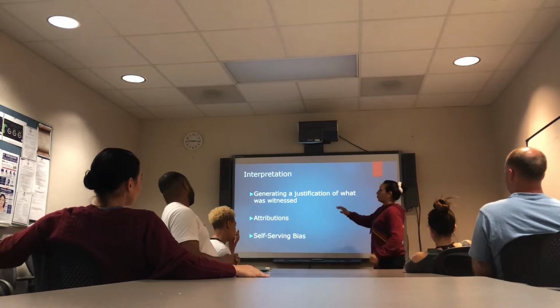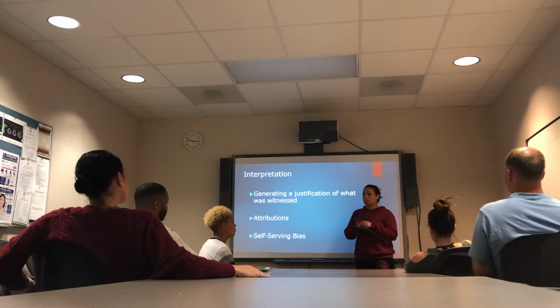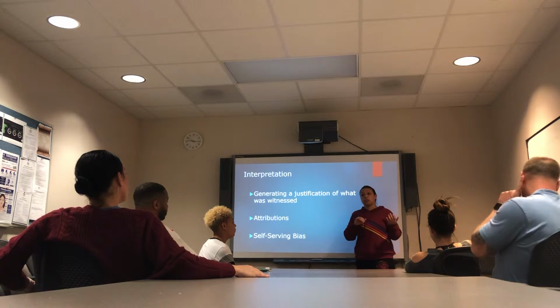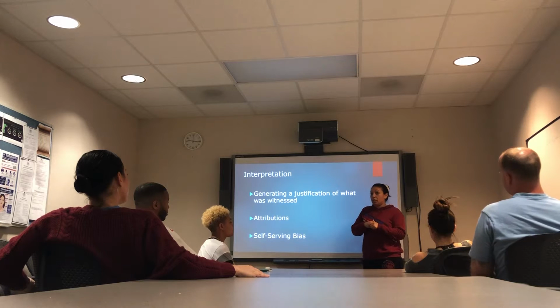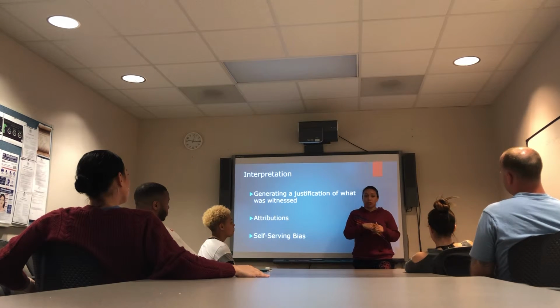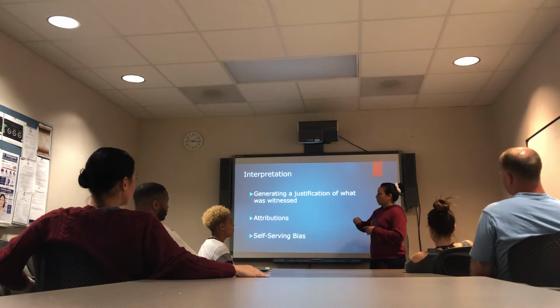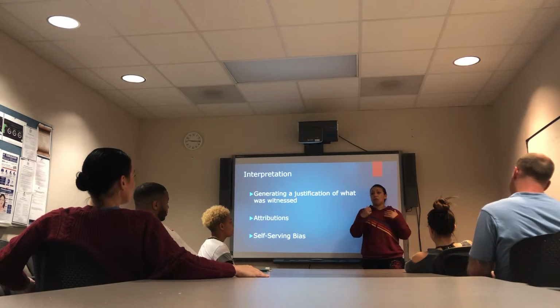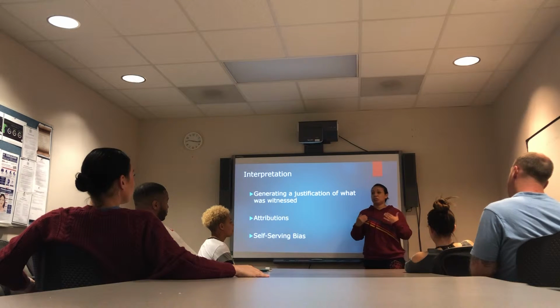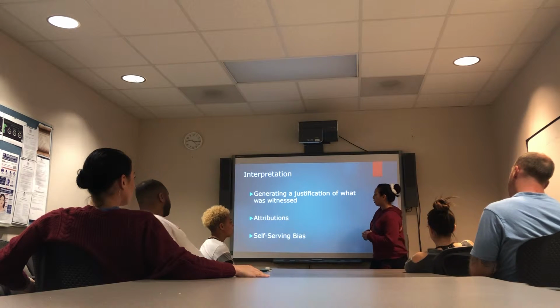Then you have interpretation. So after you have all that information, you interpret it the way you want to. Okay? Now it may not always be correct or incorrect. Again, it's what you think. Whatever information you took in is how you take it, okay? Now, if you share it with someone else, their opinions are not always going to match yours, okay? So you're just generating a justification of what was witnessed. For example, if I am talking to my husband and we're laughing and giggling, right? What is your interpretation? Flirtation, right? Because I am laughing and giggling with my husband, okay?